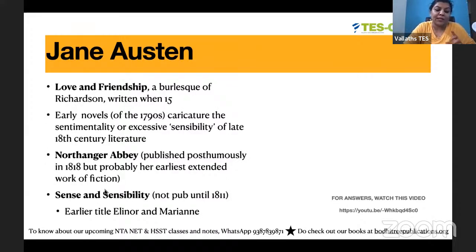Now we will look at all the major works of Jane Austen, major as well as minor. Love and Friendship is one of the early novels of Jane Austen. It's a burlesque of Richardson. She made fun of Richardson. It was written when she was only 15 years old.